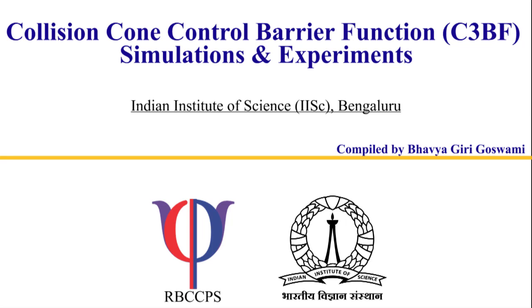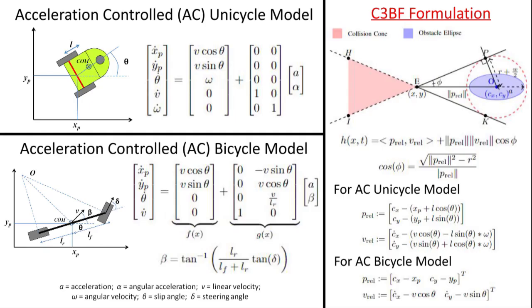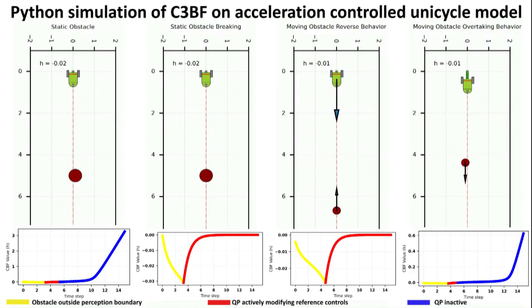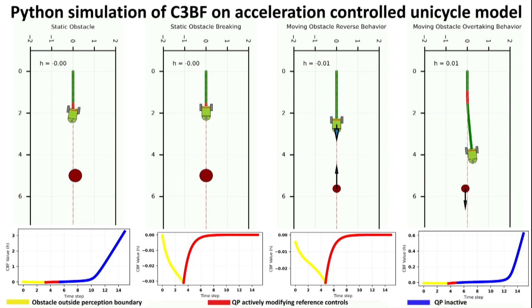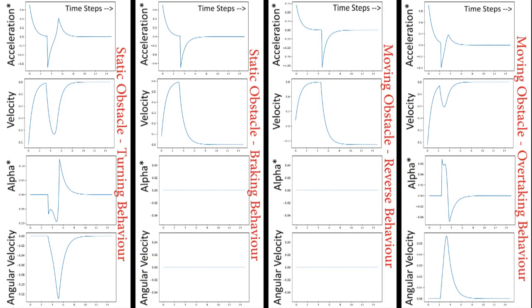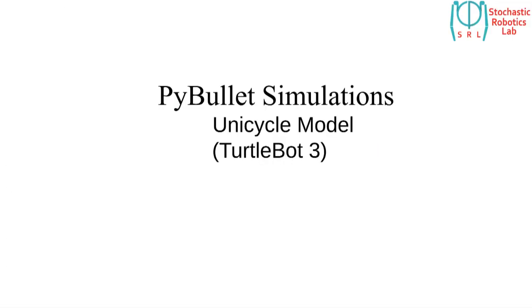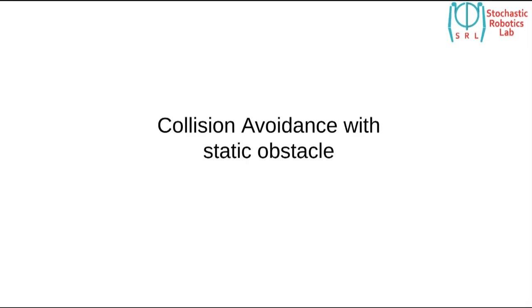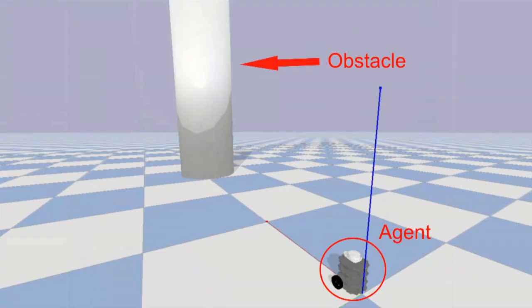This video shows the simulations and experimental results that validate the efficacy of our collision cone control barrier function, C3BF. Using the acceleration-controlled Unicycle Model, Python simulations in different scenarios were performed to get various obstacle avoidance behaviors like turning, braking, reversing, and overtaking. We also validated our algorithm on PyBullet simulations for similar scenarios.